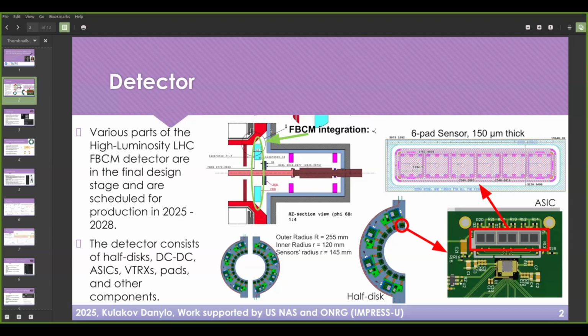This luminometer, we have two luminometers at plus Z and minus Z of the beam axis. It looks like that, and we will have two of them. They consist of two parts, and they are called half disks, and so on.